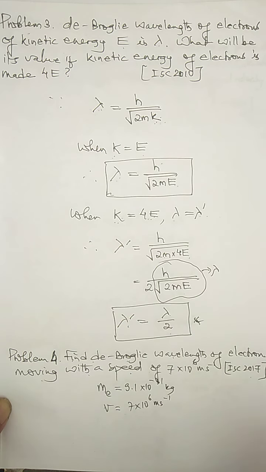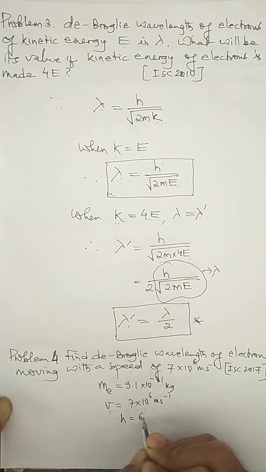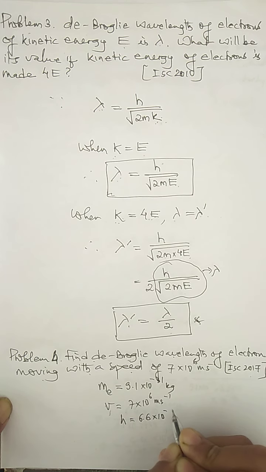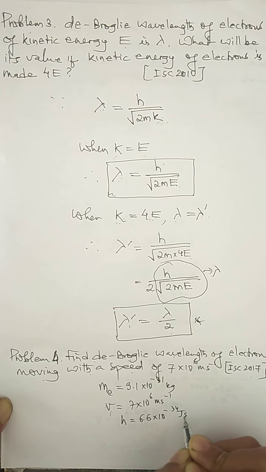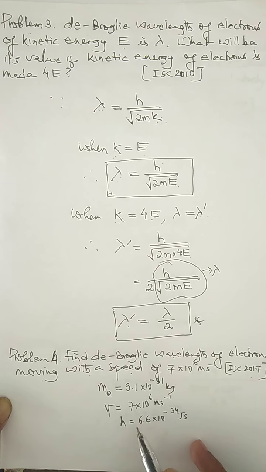But children, in this question also the value of Planck's constant is not given, but we take Planck's constant as 6.6 into 10 power minus 34 joule second. Again I want to tell you that in the examination the value of Planck's constant will be given at the last page of the question paper, where the constants involved in the problem will be mentioned. Whatever value is given, that value only we need to use. But we use 6.6 into 10 power minus 34 joule second.